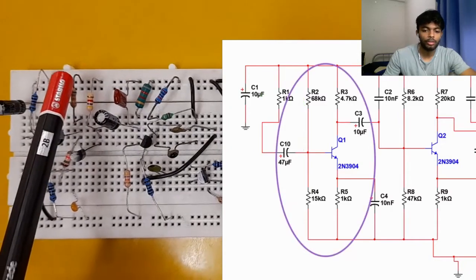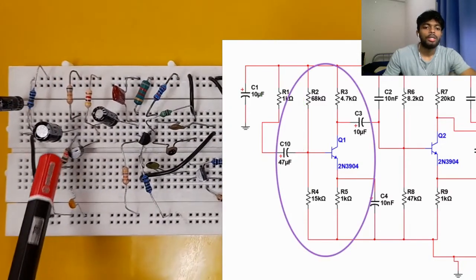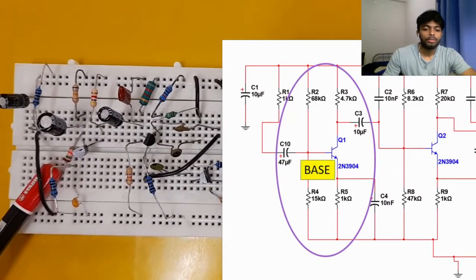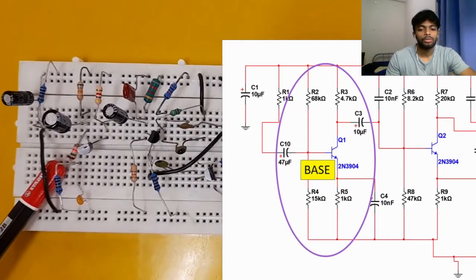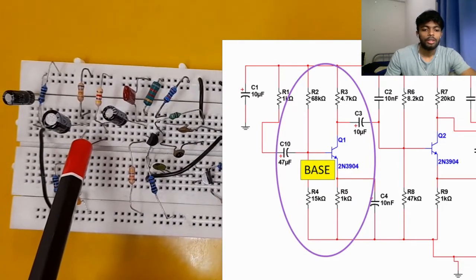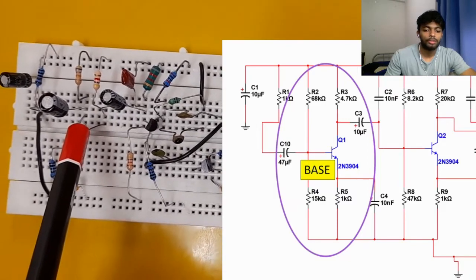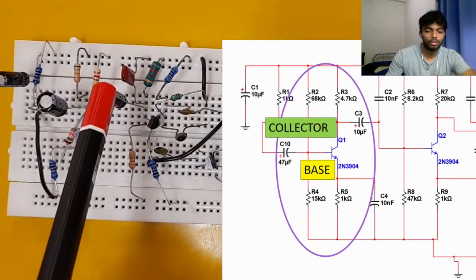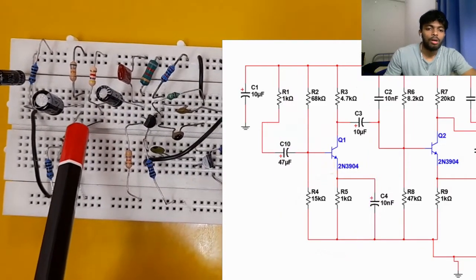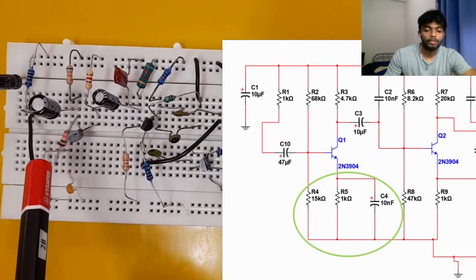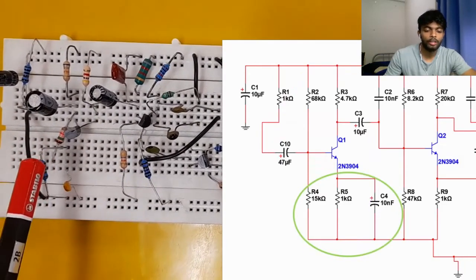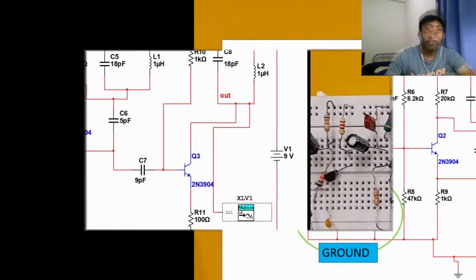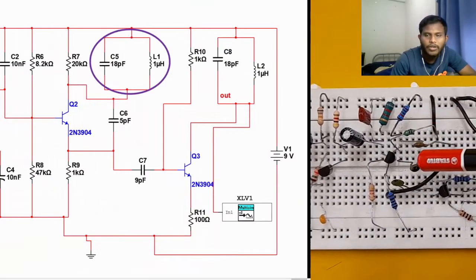So this capacitor is connected to a 68K resistor and 15K resistor, which is connected to the base of the T1 transistor 2N3904. Then we have a 4.7K resistor joined to a 10 micro electrolytic capacitor connected to the collector of Q1 transistor. On the below part of the circuit, we have a 15K resistor, 1K resistor and a 10 nanofarad capacitor all connected to ground. This is C5 and L1 connected in parallel.